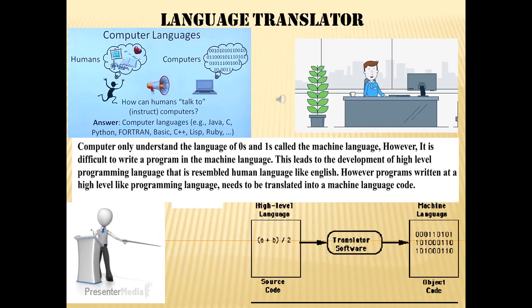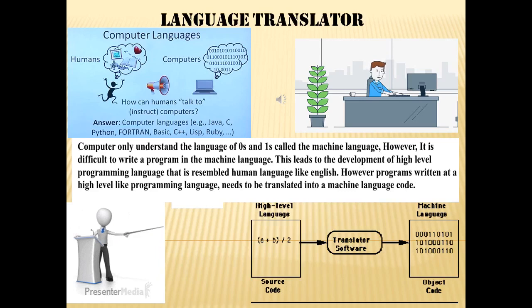Is it possible to write a program in machine language? No, it is very difficult to write programs in machine language. For this, high level programming languages have been developed, for example C, C++, Java, Python. These are examples of high level programming languages. They can be written in English.